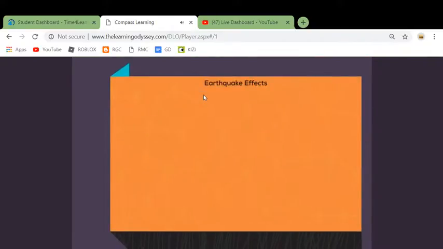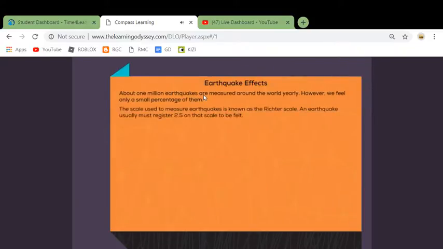Earthquake effects. About 1 million earthquakes are measured around the world yearly. However, we feel only a small percentage of them. The scale used to measure earthquakes is known as the Richter scale. An earthquake usually must register 2.5 on that scale to be felt. Earthquakes measuring 2.5 to 5.4 are classified as minor or light. Approximately 30,000 of these occur each year. We feel them, but they only cause minor damage.